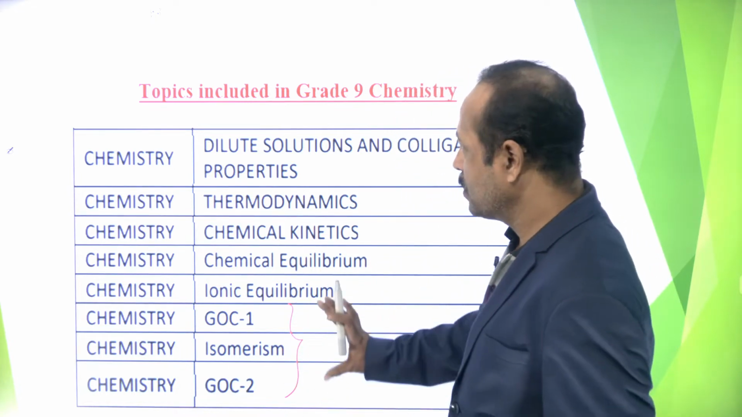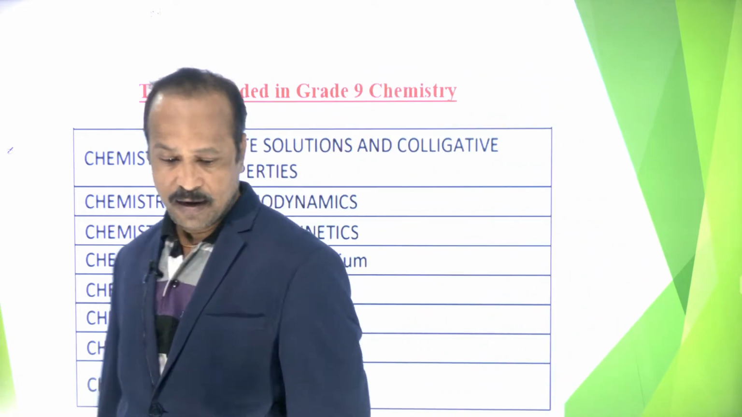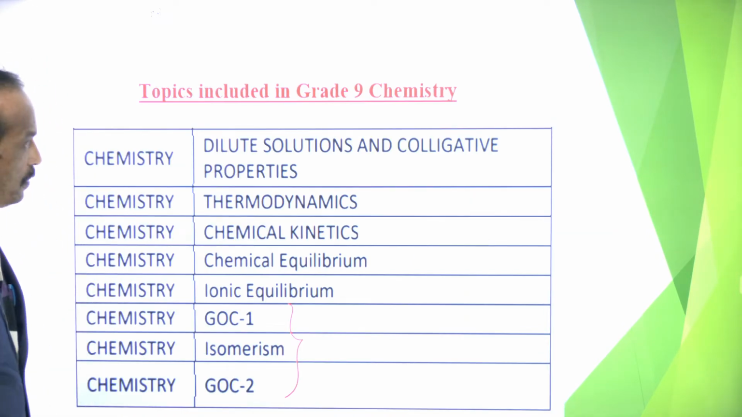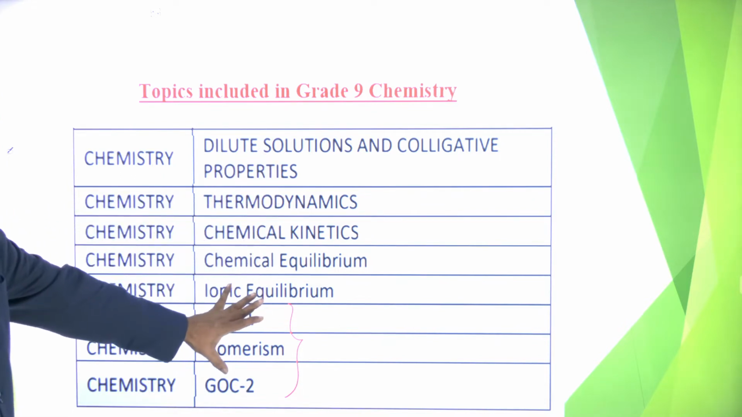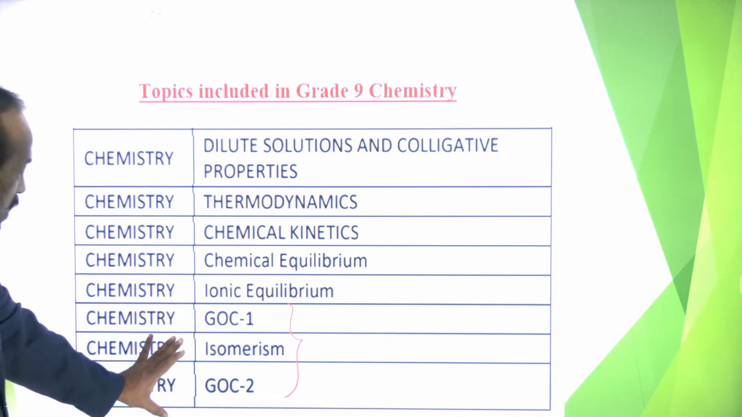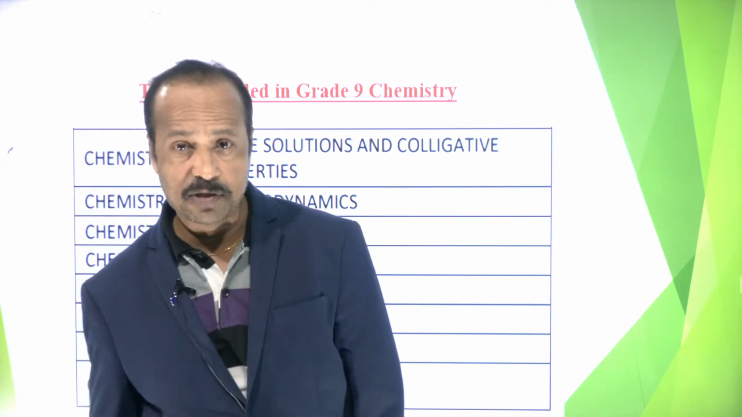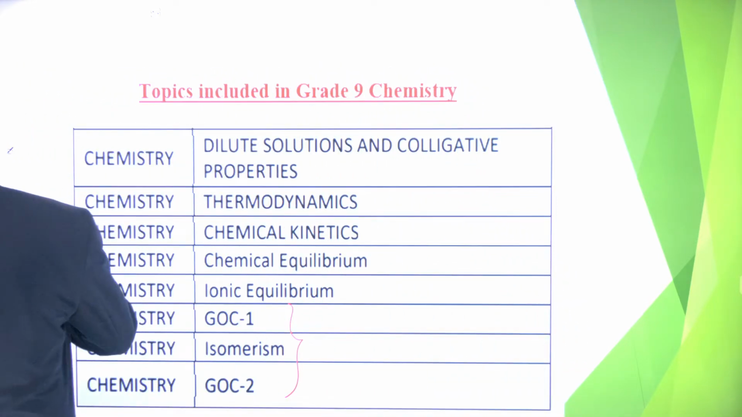Right. Now I will give a brief introduction about these topics. Then we'll start the next things. Okay, once again you see. So these are the topics: dilute solutions, thermodynamics, chemical kinetics, chemical equilibrium, ionic equilibrium, and general organic chemistry. Even isomerism comes under organic chemistry only. Right. Now let us see here.